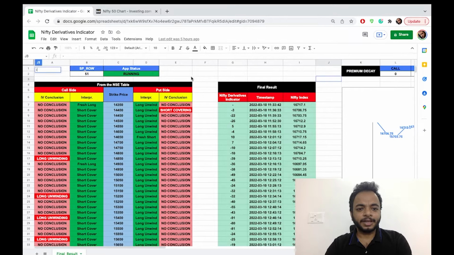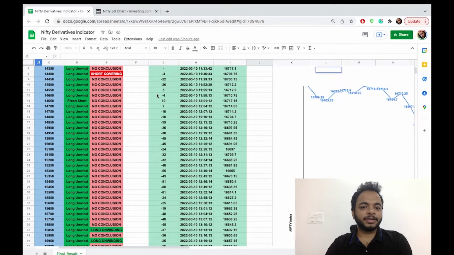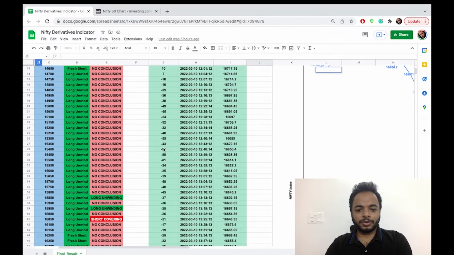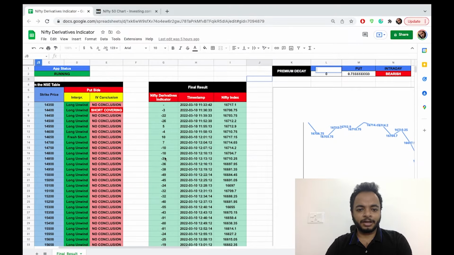So let's look at what you'll be having in this indicator. This is the main part where the scores are generated, the Nifty derivatives indicator, along with the timestamp and the Nifty values at those timestamps. These scores will be generated, and as you can see, today from 11:36 onwards the scores started decreasing. We'll come to that later.